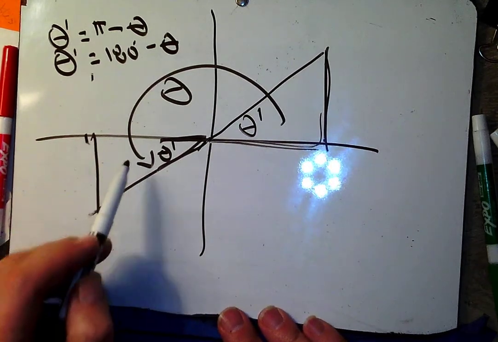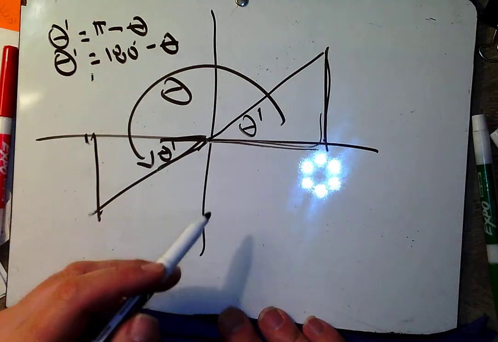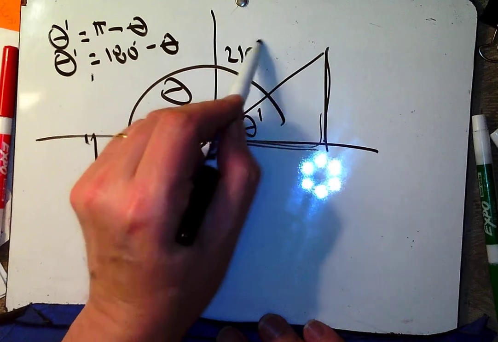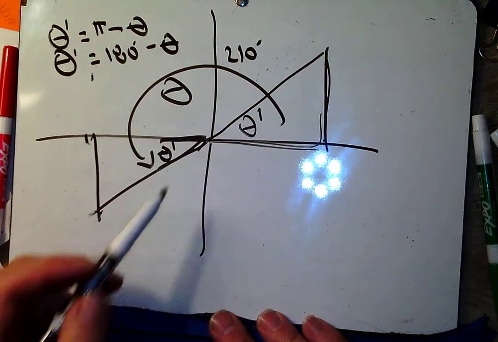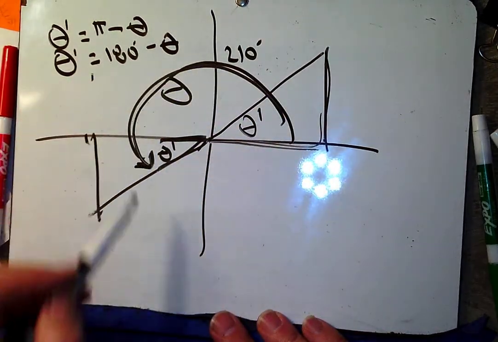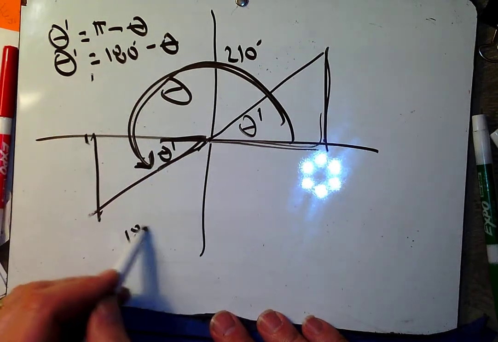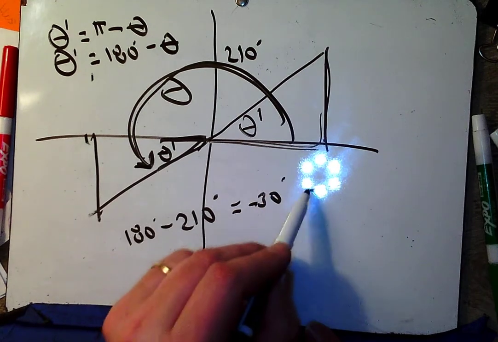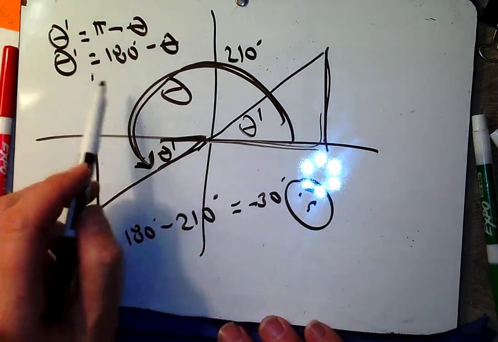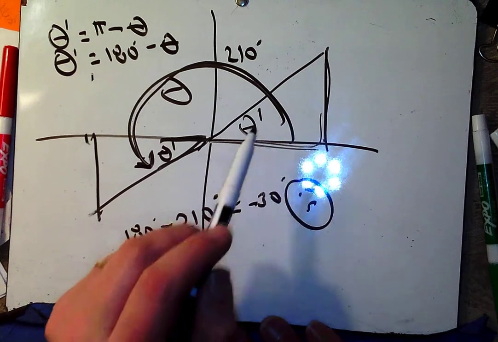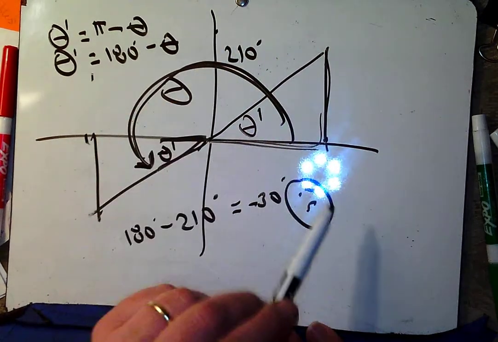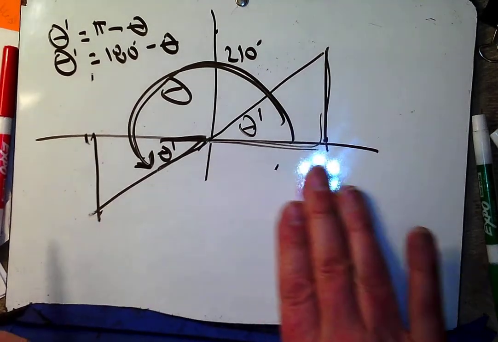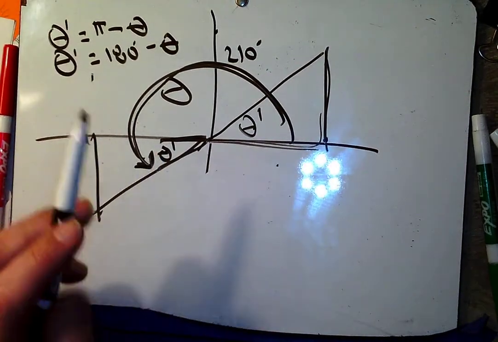So what about here? Do these rules still work? Well, let's imagine that this angle is 210 degrees. Okay? 210 degrees. If I do 180 minus 210, I get negative 30. And I know my angle is supposed to be a positive angle between 0 and 90. I'm looking for an acute angle, definitely not a negative angle. So the rules aren't the same.